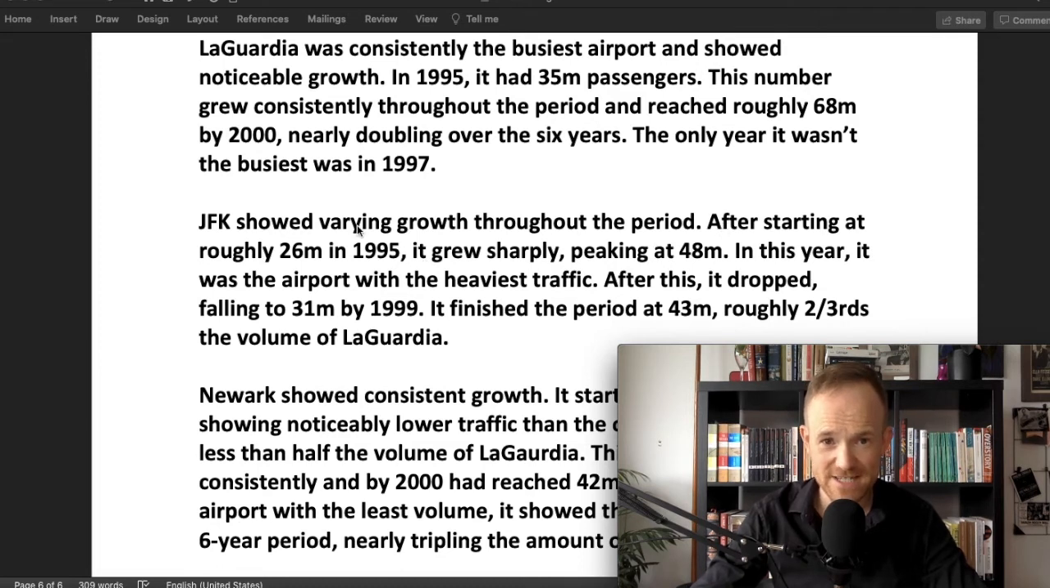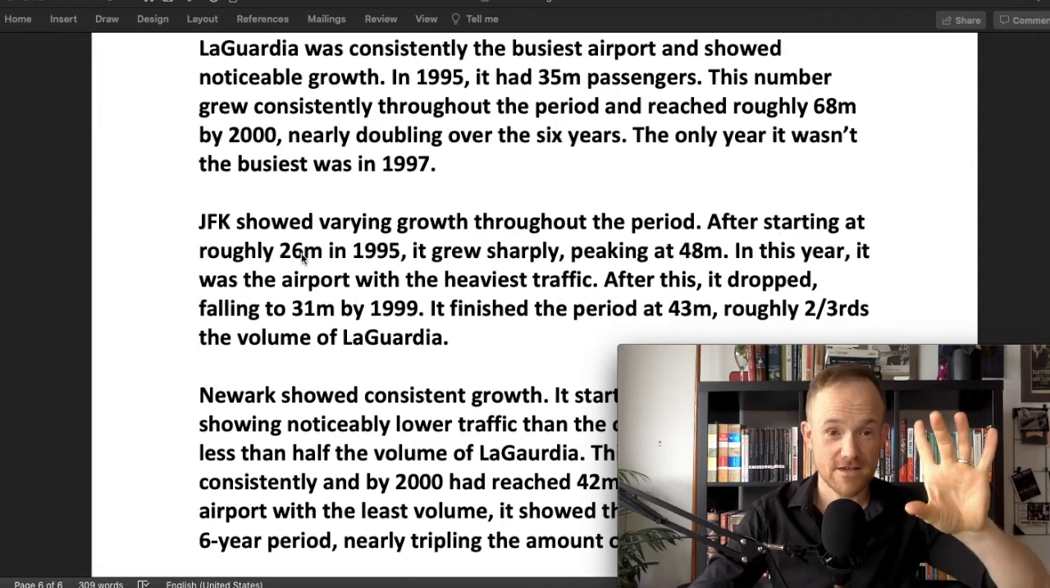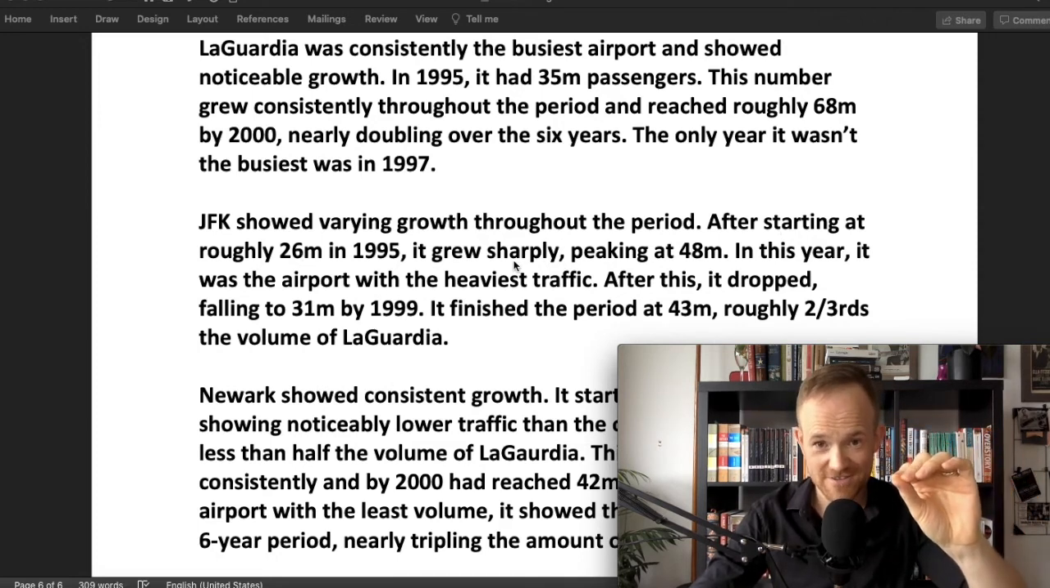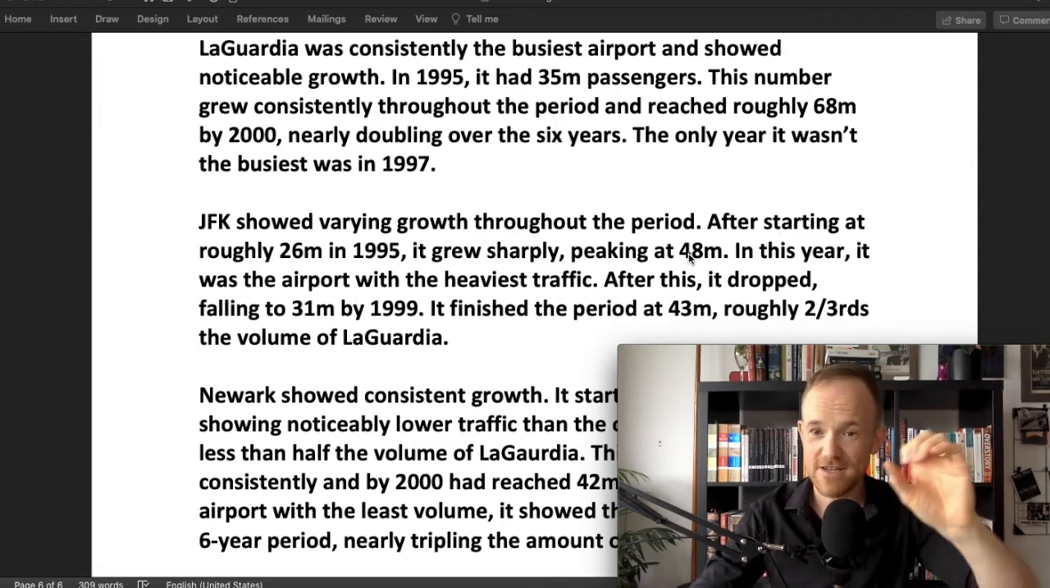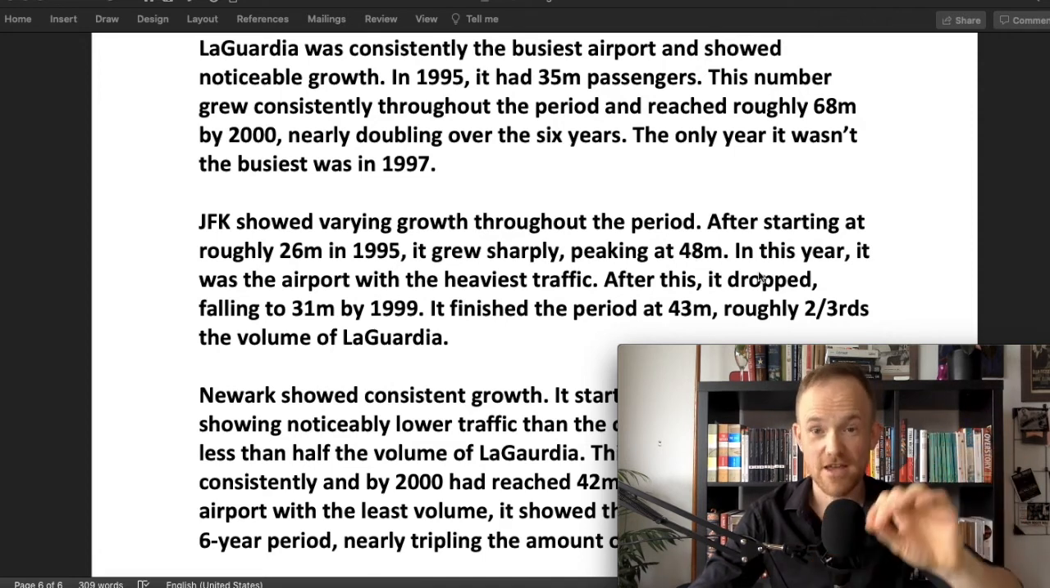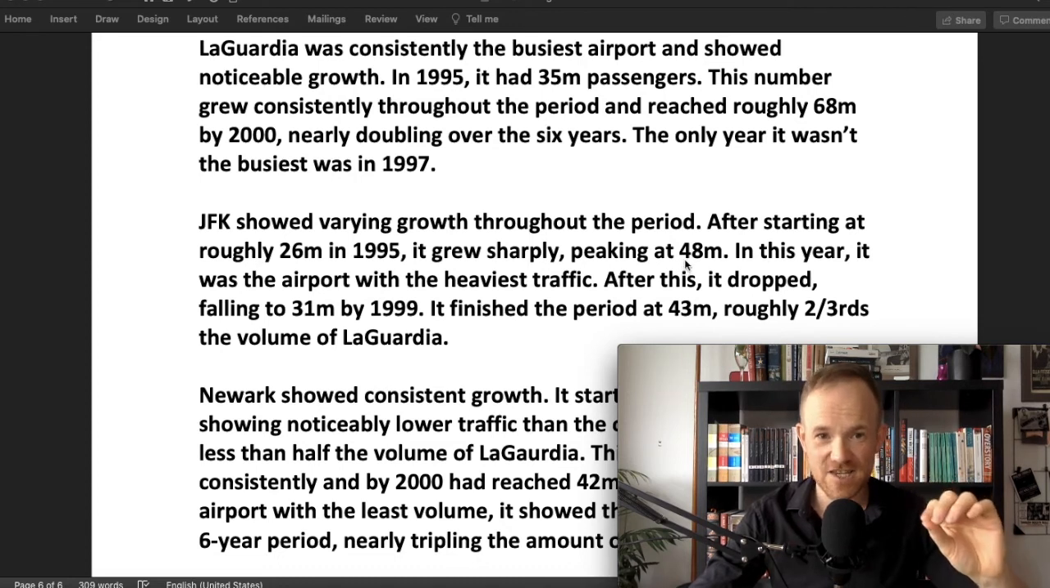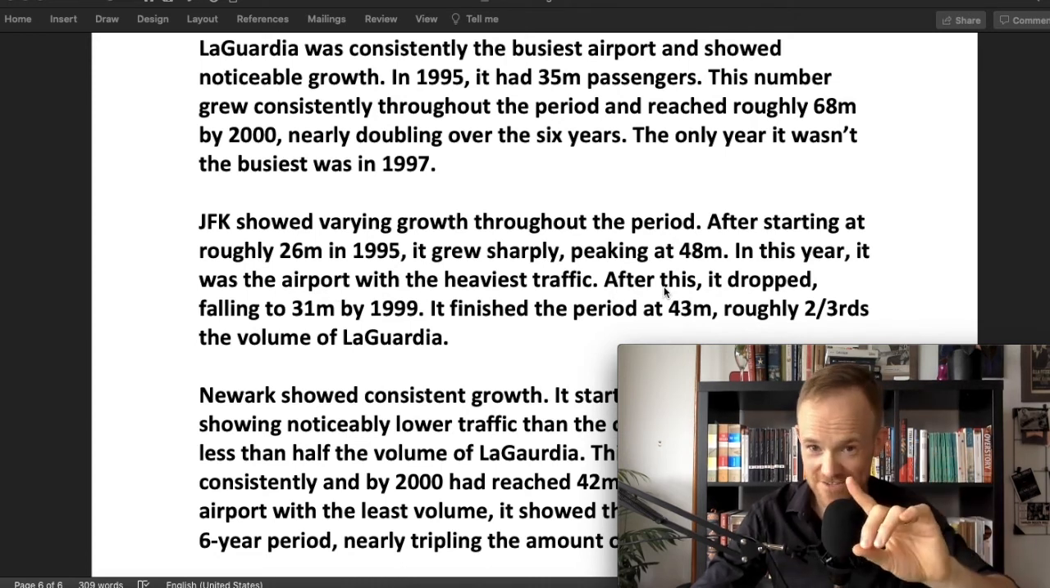We've got a trend, it shows varying growth, then I have the data. 26 grew sharply, peaking at 48 million, trend, data. Peaking, trend, data, 48. In this year, it was the airport with the heaviest traffic. So that, if you remember, this was the only year it wasn't the busiest. Here, in this year, it was the airport with the heaviest traffic. After this, so again, I've connected back to that sentence.